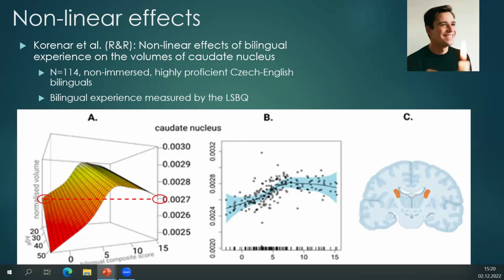Do you still think there's a place for bilingual, multilingual, monolingual comparisons? Or should we just focus on predictors of brain differences then by multilingual?